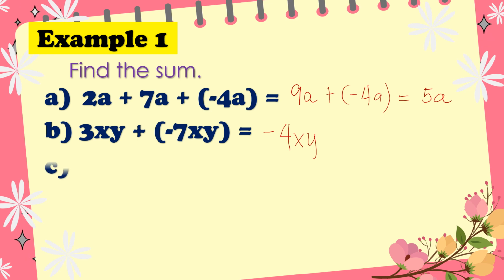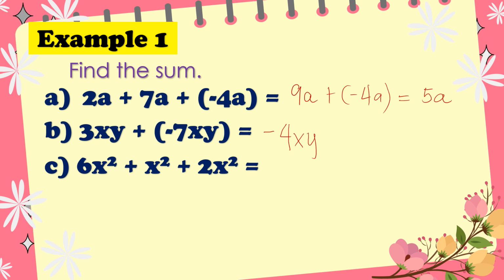Okay? Next, we have 6x plus x squared plus 2x squared. Now, kung mapapansin nyo, like signs sila, and at the same time, they are like terms. So, pwede natin sila i-combine agad-agad. So, we have 6 plus 1. Bakit naging 1 to? Kasi hindi natin nakikita yung numerical coefficient niya. Automatically, pagka may variable lang nakasama, ang numerical coefficient niyan is 1. Kaya naging 6 plus 1 plus 2, we get 9. So, sulat natin, 9x squared. Okay?